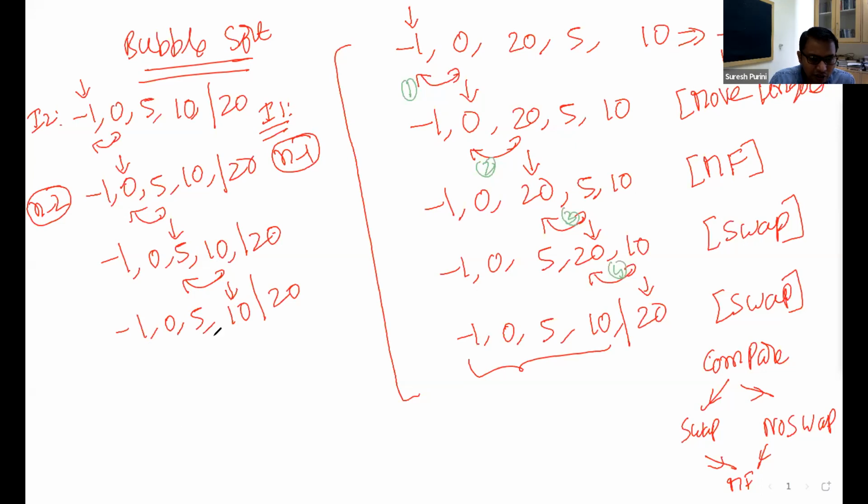And after that, when we go to iteration 3, we have minus 1, 0, 5 and 10. The positions of the elements 10 and 20 are fixed. We don't do anything about them. And we repeat the same process here. So the suffix, the fag end of this array, contains the elements whose position in the sorted array is fixed.